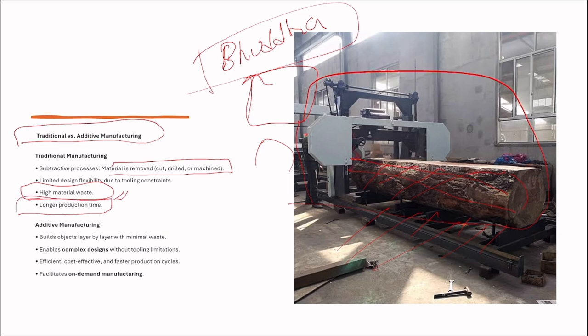But what happens in additive manufacturing or 3D manufacturing is you have the Buddha file in the CAD model, as we saw earlier. In the CAD, we have the STL file of Buddha. We know what image it is. We know what materials we want to put in. So layer by layer, it will add accordingly. So there will be no wastage, minimal wastage. Complex designs can also be done here very easily. So on-demand manufacturing can happen here.